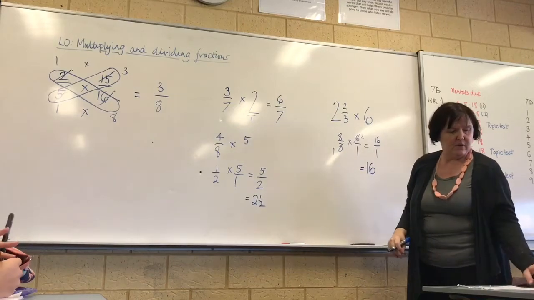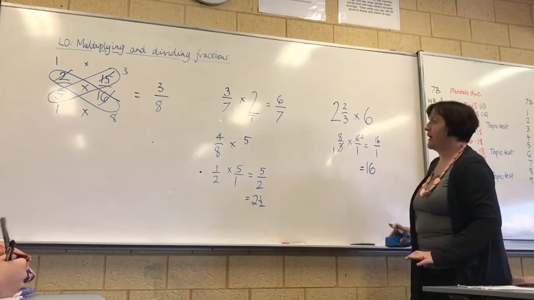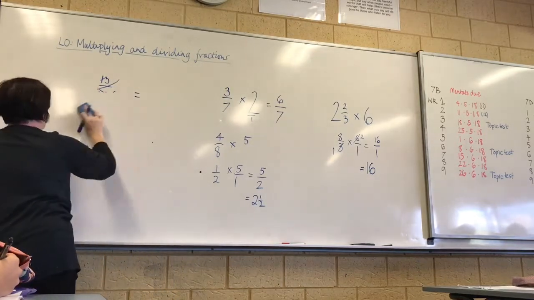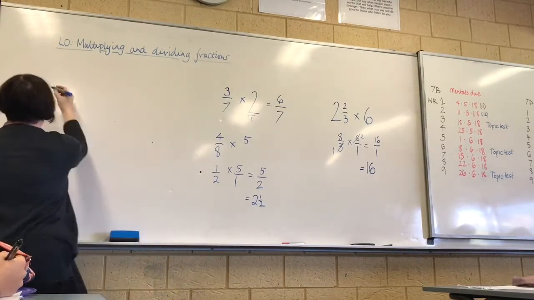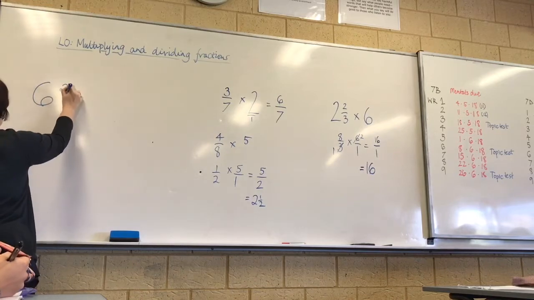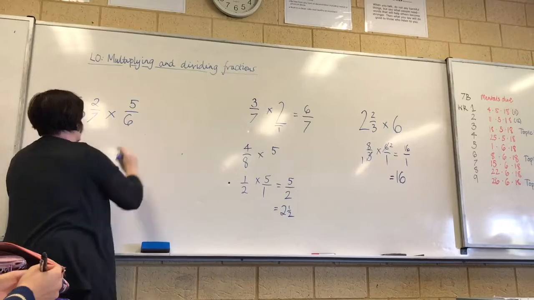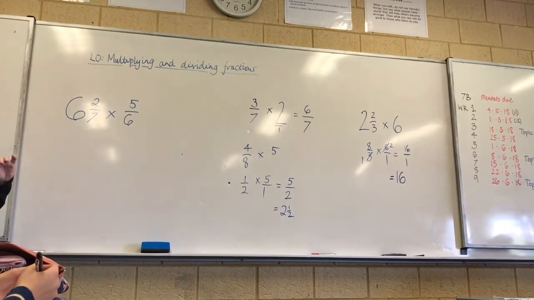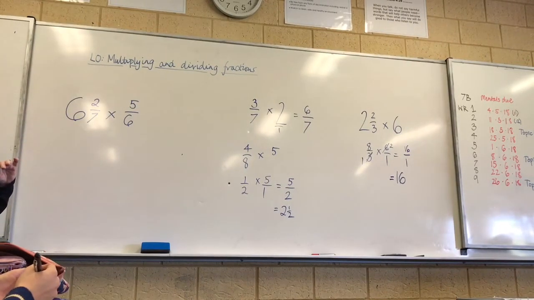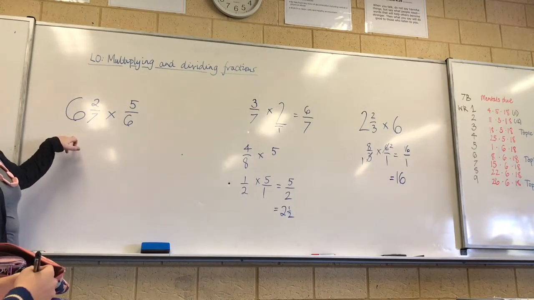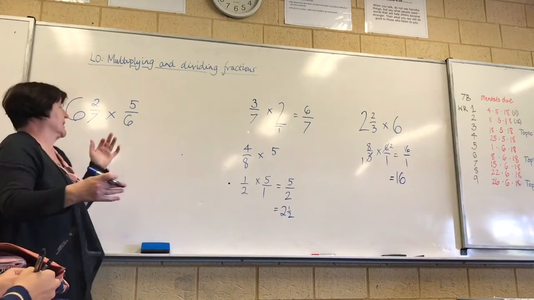Good. Then we need a mixed by a vulgar fraction. So a mixed number, say, 7 2/7 multiplied by 5/6. That's a 6, not 7. Sorry? That's a 6, not 7. You said, I said 6 2/7, didn't I? You said 7 and 2/7. Oh well, anyway, 6 2/7.